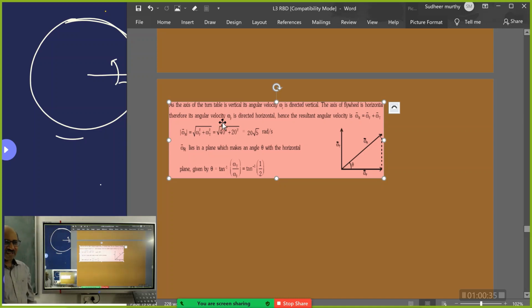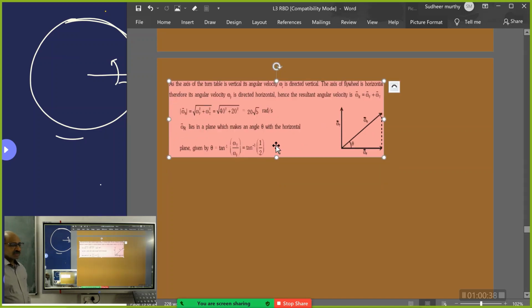But that is not the question they have asked. Specify the direction of the net angular velocity at that instant. At that instant, this is the direction. That's it. Over.